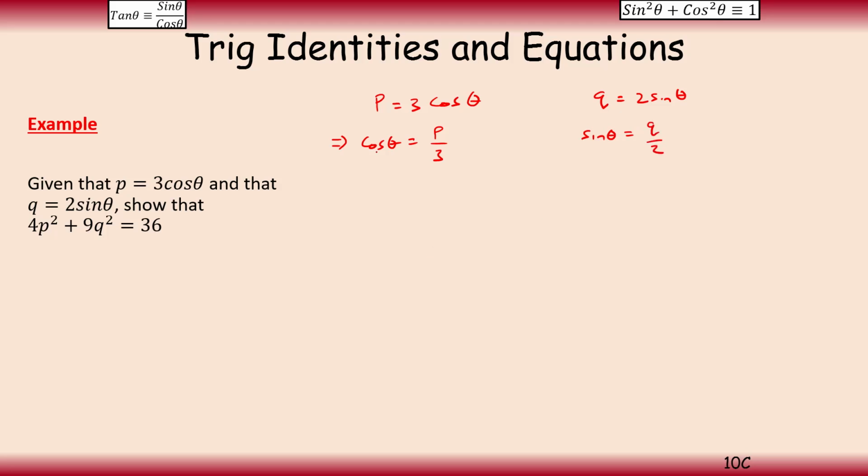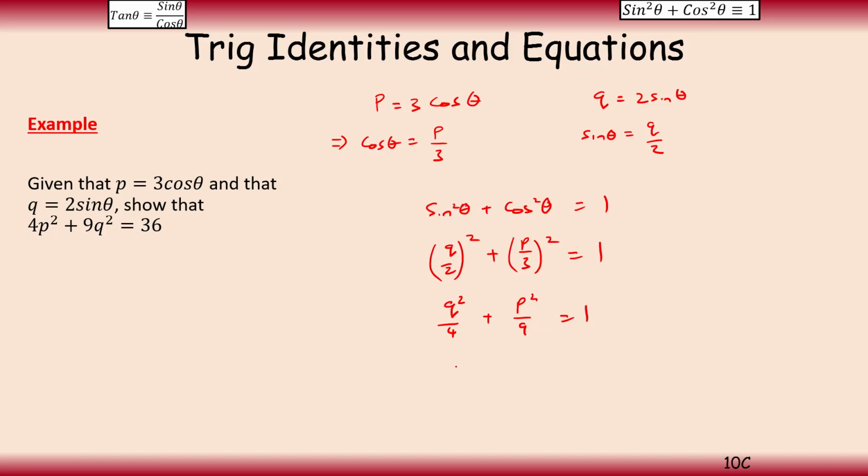Okay, so I've got a value for cos theta and sin theta, and I've got an identity that says sin squared theta plus cos squared theta is equal to 1. Sin theta is Q over 2. Well, let's substitute here. Q over 2 squared plus cos theta is P over 3. So P over 3, substitute there, squared is equal to 1. Expand and simplify. So that's going to be Q squared over 4 plus P squared over 9 is equal to 1.